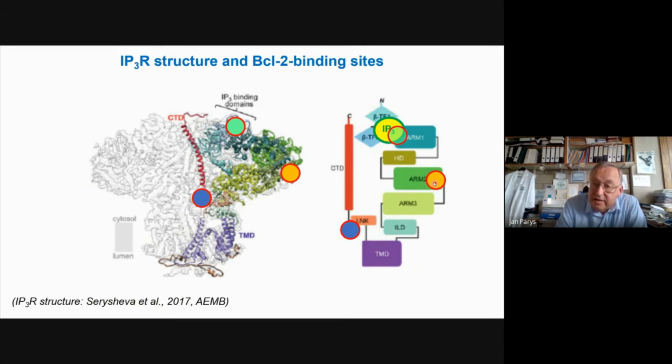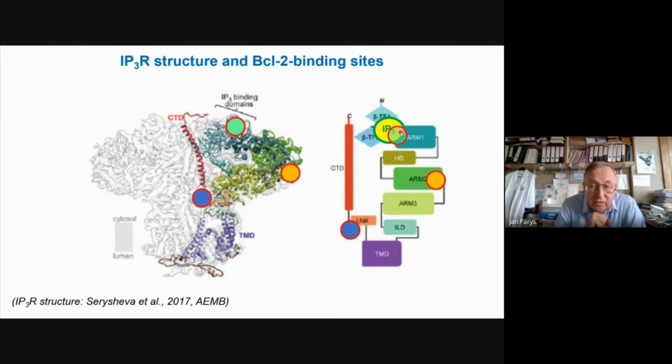Then we have a binding site in the middle of the IP3 receptor, in the regulatory region, and it is the binding site that we express as a peptide to compete with BCL2 and so to disrupt the interaction. Thus BIRD-2 is in fact the amino acids of this binding site. And then recently we found also that there is a binding site in the IP3 binding domain, and there is an interrelation between IP3 and BCL2 because they affect each other.